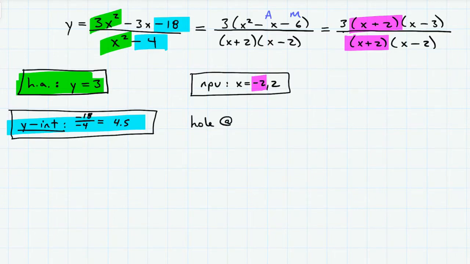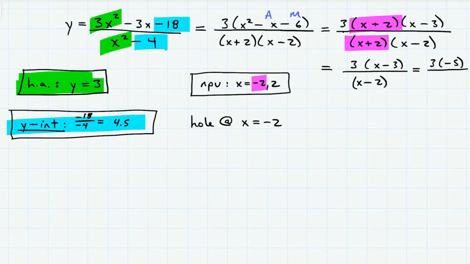Because I'm going to try and sketch this, I'm going to actually find the y value for the hole by subbing negative 2 back into the simplified form, 3 times x minus 3 over x minus 2. If you sub negative 2 in for x there, you get 3 times negative 5 over negative 4. 3 times negative 5 is negative 15, over negative 4 is positive 15 over 4, which is 3.75. So I know there's a hole at negative 2, comma 3.75.